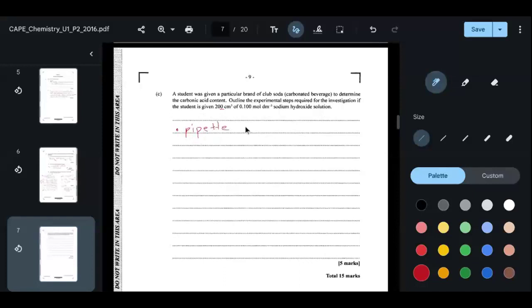So you will pipette 25 cm cube of this soda into a conical flask. And then we have to fill the burette with sodium hydroxide solution. Now the soda, it's club soda, so it's colorless.